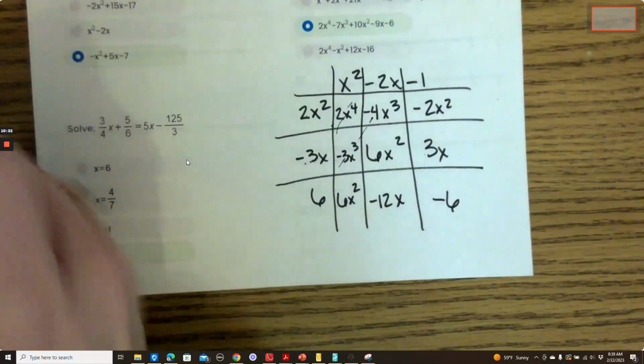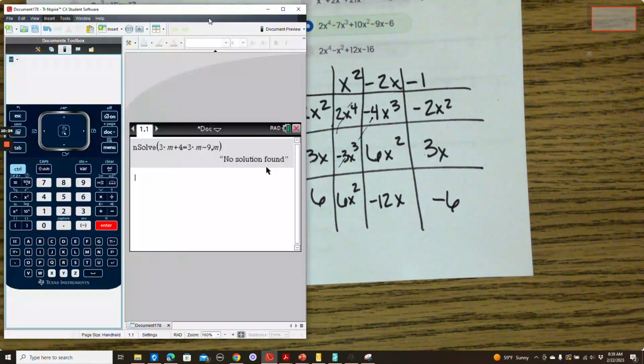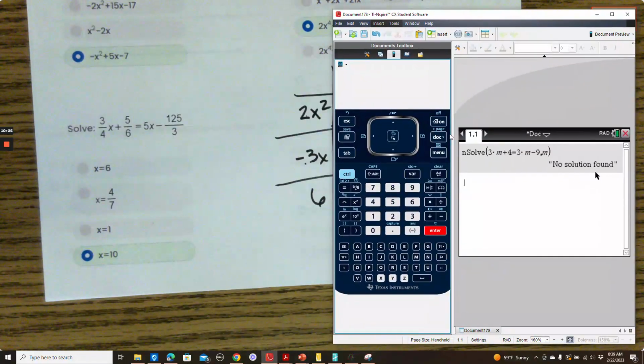All right, solving again. Again, you can do this in your calculator with menu 3-1. Menu 3-1. 3/4 x plus 5/6 equals 5x minus 125 over 3, and then just make sure that you comma x at the end. X equals 10.